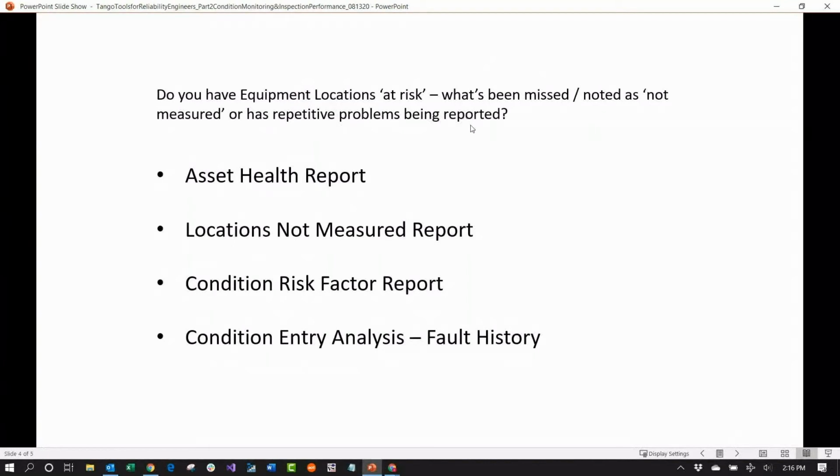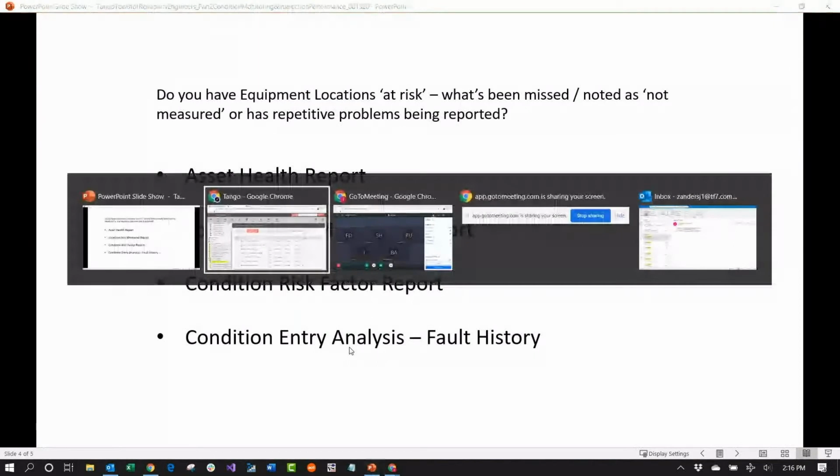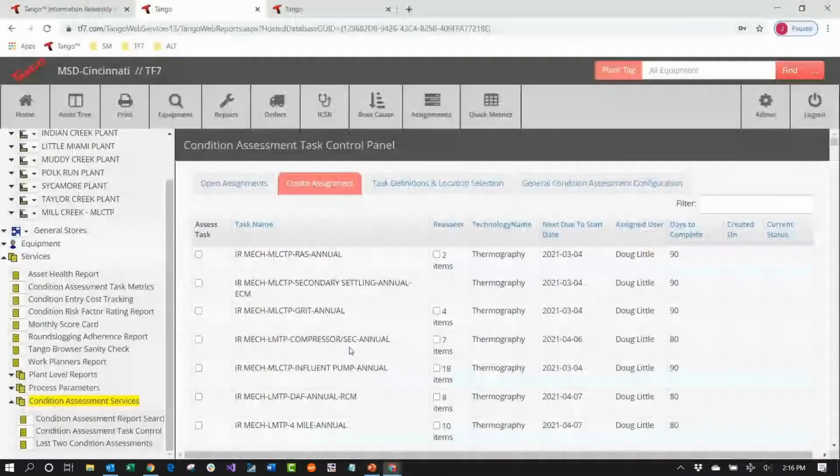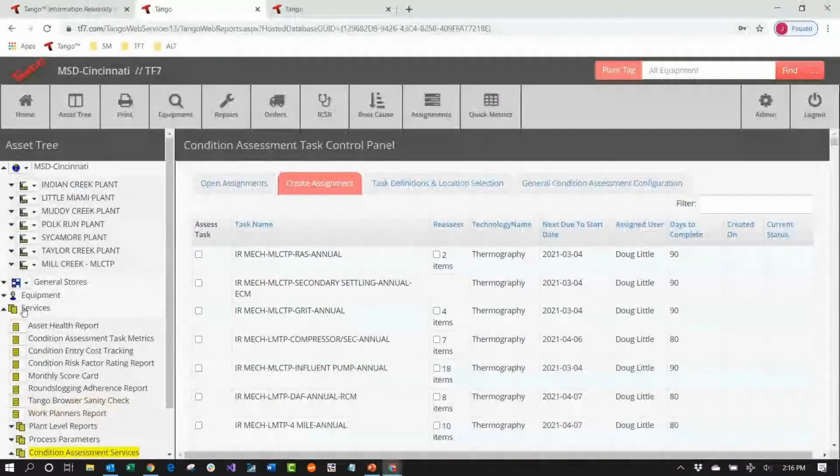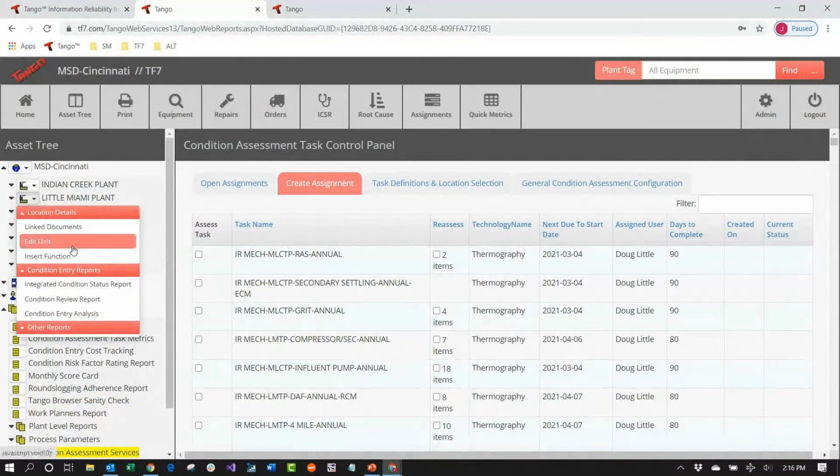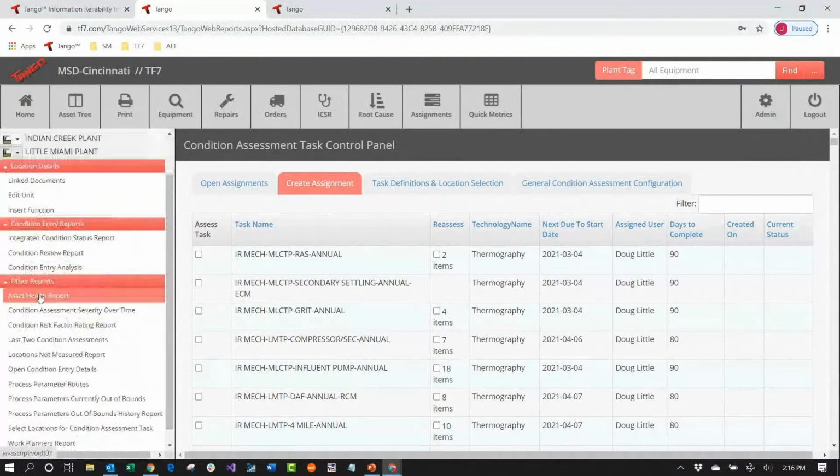One of the first items that we're going to look at, or big reports, is the asset health report. Now this is a report that I can run for the entire database. I can go down to services and run it from there, and if I click asset health report here, it would run it for the entire database, or I can go to any individual unit or functional service location, and I can go to other reports, and I'll see asset health report there, and this one would be filtered to only show me the asset health for the Little Miami plant or at that unit level.